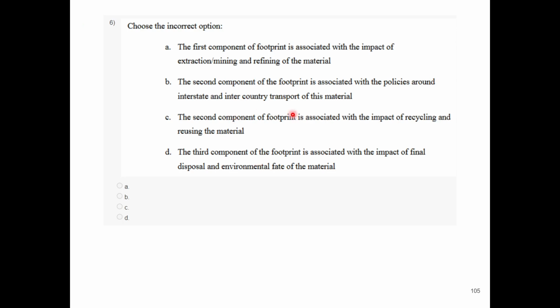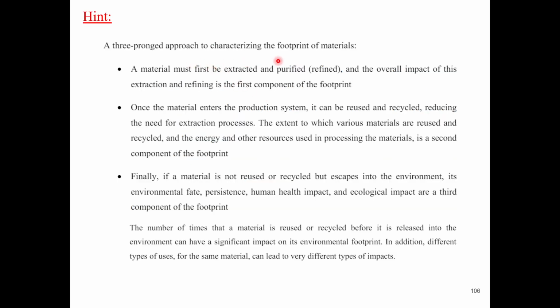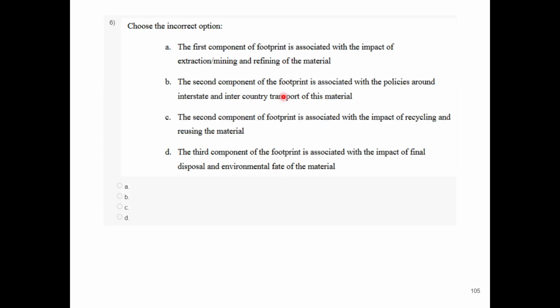So reuse and recycling. So C is the correct option. Now, the policies around interstate and inter-country transport: there is nothing like that as the second component for characterizing the footprint of material. It is nothing related to policies around interstate and inter-country transport. So B is the incorrect option. And let us see D.